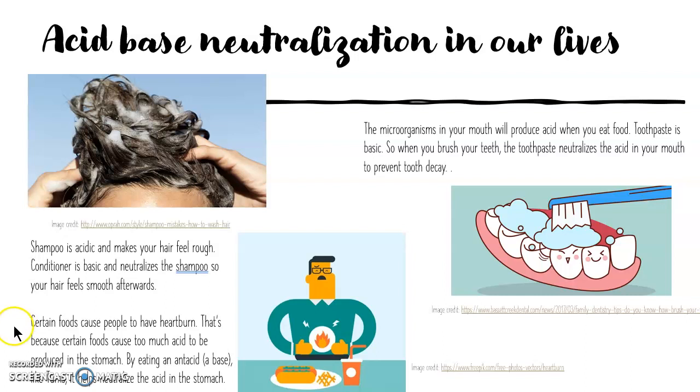Some of us might experience heartburn if we eat certain foods. It causes extra production of acid in our stomach, and that kind of hurts. And what we can do is eat an antacid, and that's actually just a base, something like Tums, and that's going to help neutralize the acid in your stomach.